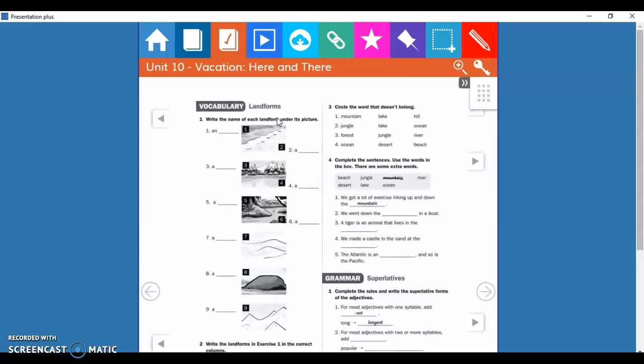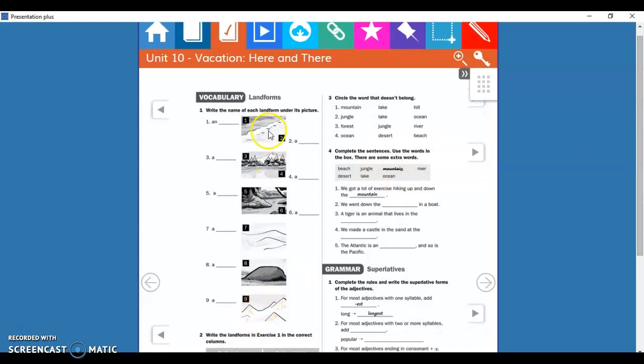Una vez hagamos ese ejercicio, nos vamos a dirigir a la página 66 of your workbook. Page 66 of your workbook. Here we have the first exercise, that is, write the name of each landform under its picture. Entonces tenemos las imágenes de las landforms y vamos a escribir el nombre de cada una.